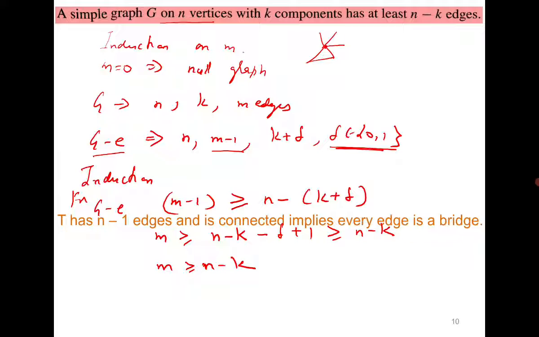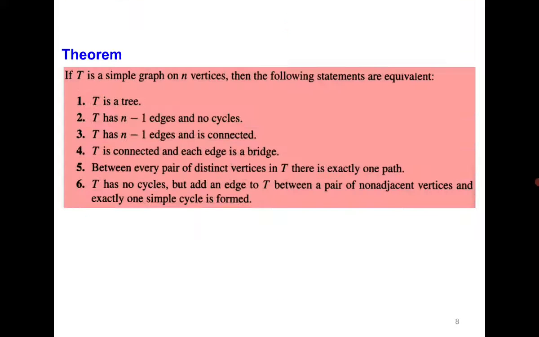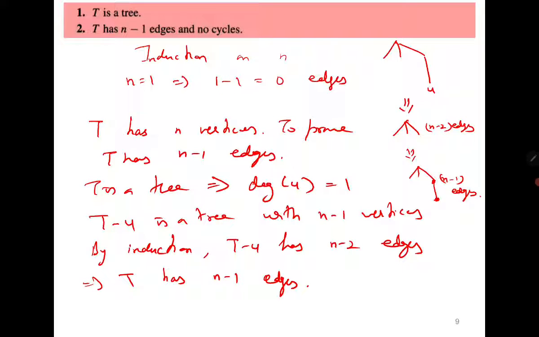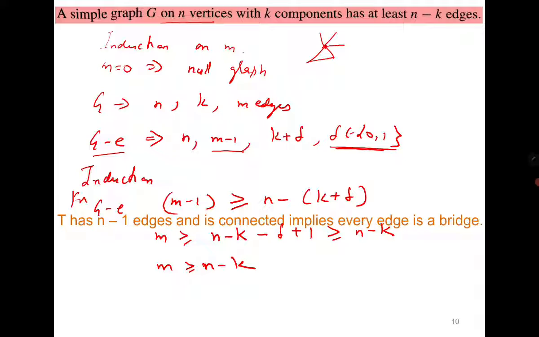The next question is: if T has n minus 1 edges and is connected, then it implies every edge is a bridge. This is from 3 to 4. So to prove this one, we will use the result which we have just proved. Please think by yourself about how this result has been used.